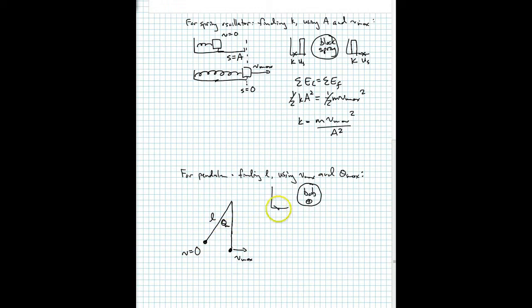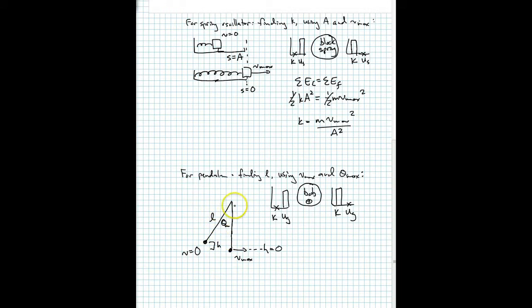So my initial point, I don't have any kinetic because it's not moving, but I do have some gravitational potential. And then at the end, it's moving pretty fast, because if I say h equals 0 is at the bottom, then it has no gravitational potential. So the only question then is kind of how high was that? What is this h initial?